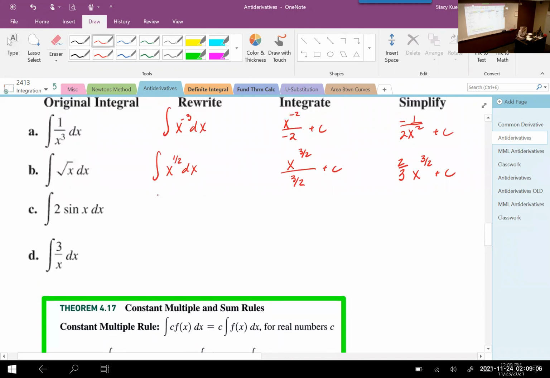And that helps out when we do direct substitution and U substitution a little later on. So if I apply that principle here, I would have 2 times the integral of sine x dx. What is the integral of sine x? What's the undoing of that? Negative cosine x, that's right. So I would have 2 times negative cosine x plus c, or in other words, negative 2 cosine x plus c.